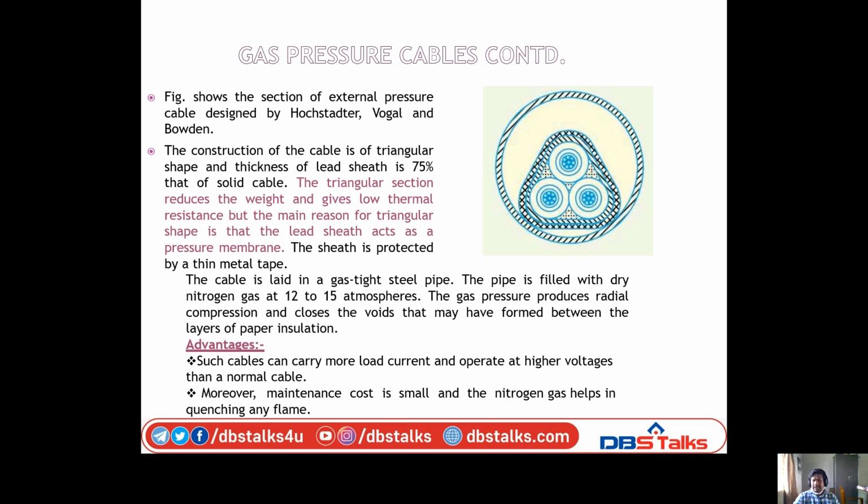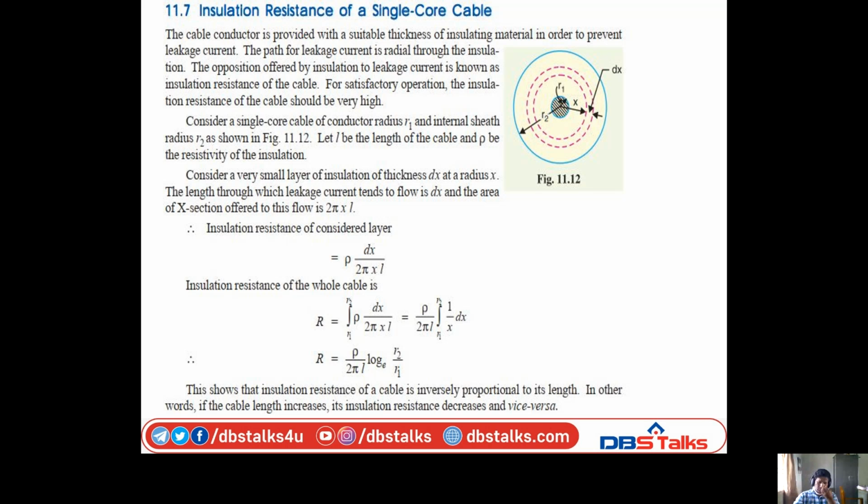The main advantage of gas pressure cable is that it may carry more load current, such that this type of cable may be used for higher voltages than the normal cable. Even though we are utilizing high voltages, the maintenance cost is very small, and the nitrogen gas helps in quenching the flame. So those are the classification of cables.